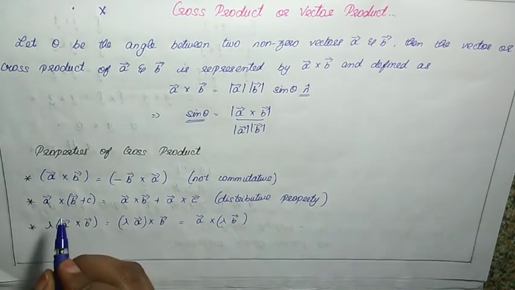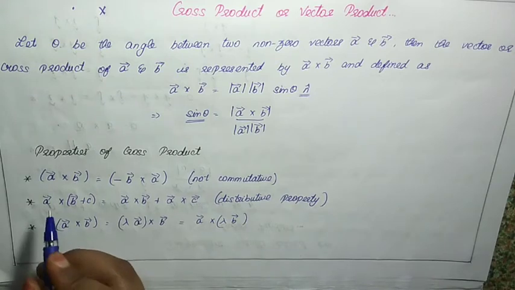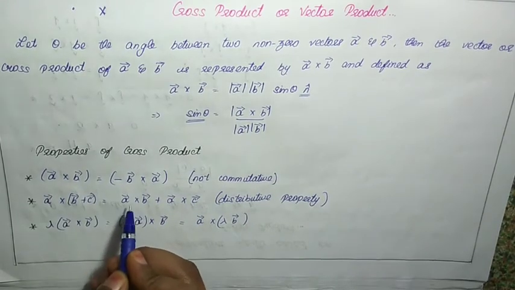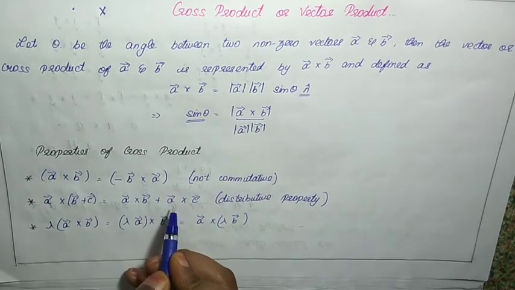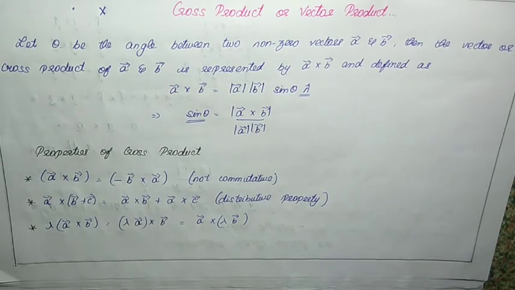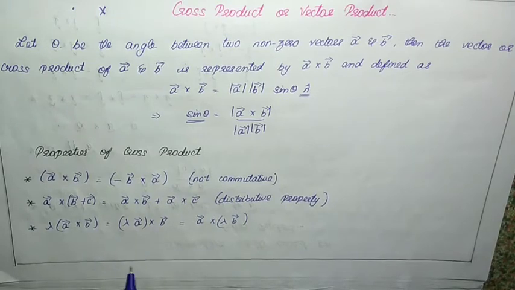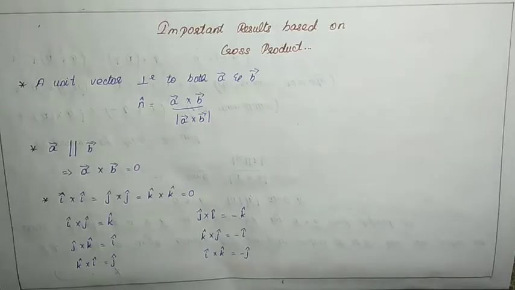Okay, now, cross product is distributive: a vector cross b vector plus c vector equals a vector cross b vector plus a vector cross c vector. This is distributive. Next, I am multiplying with a scalar to a cross product. So, scalar into a vector cross b vector is scalar a vector into b vector, or a vector cross scalar into b vector, anything.